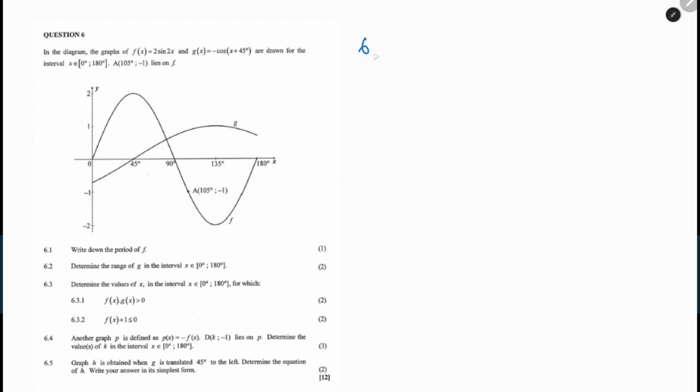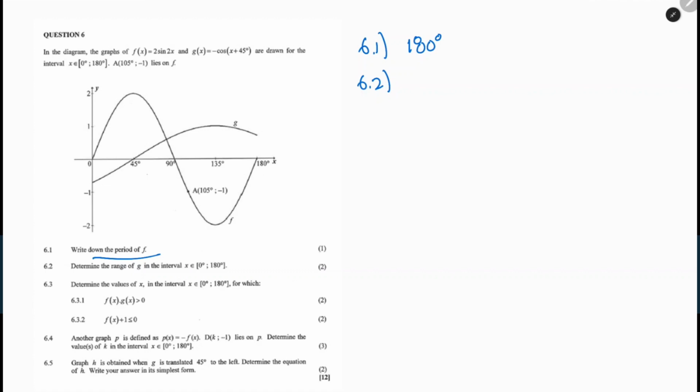Okay, 6.1 is a very simple question for just 1 mark. Write down the period of f. So the period is how many x values it takes for the whole graph to repeat itself. So the graph takes a period of 0 to 180 to get back to where it started and then continue in the same pattern, right? So the answer to question 6.1 is simply 180 degrees.